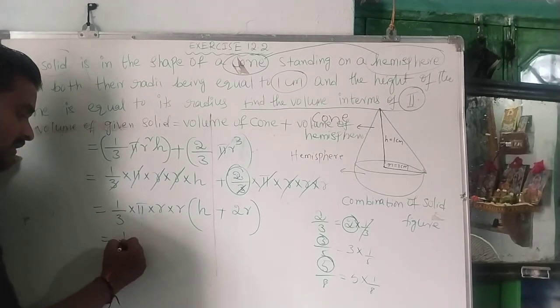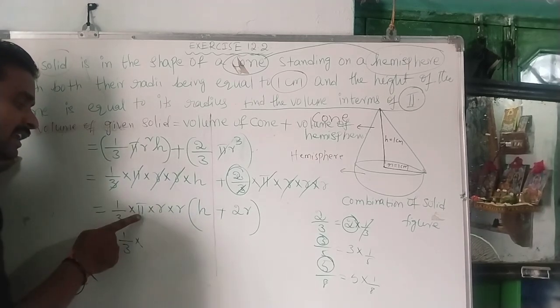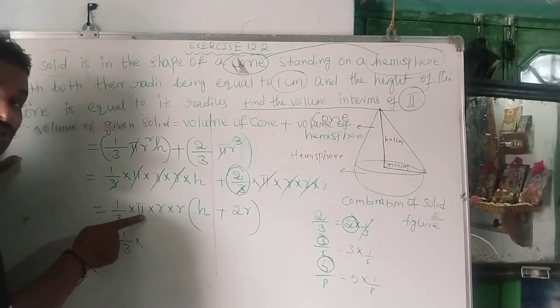1 by 3, 1 by 3. Once again I am telling you, we do not write 22 by 7 instead of pi.